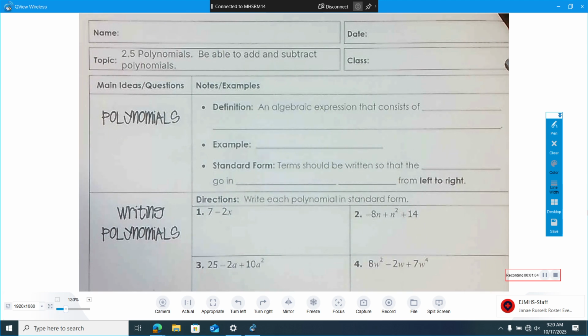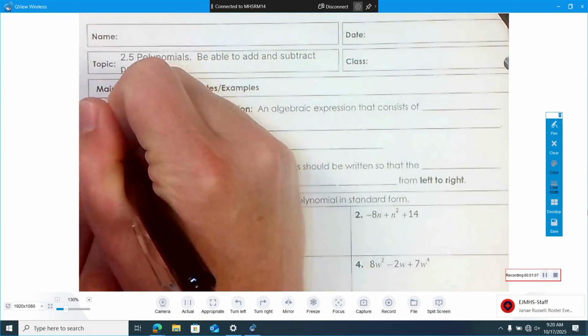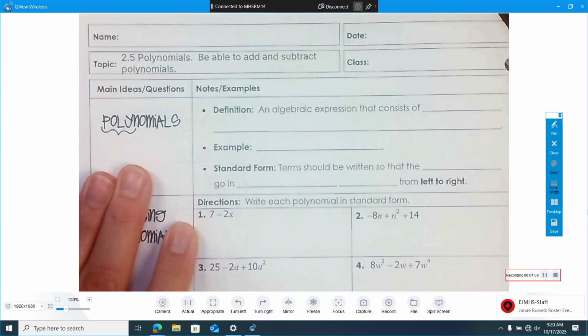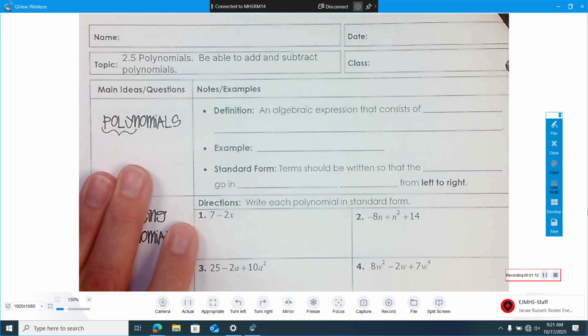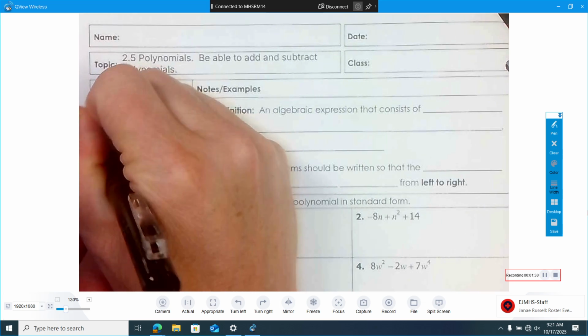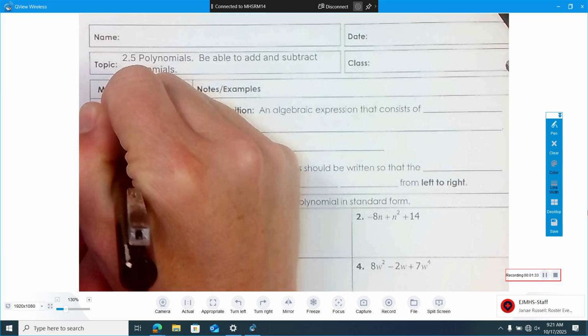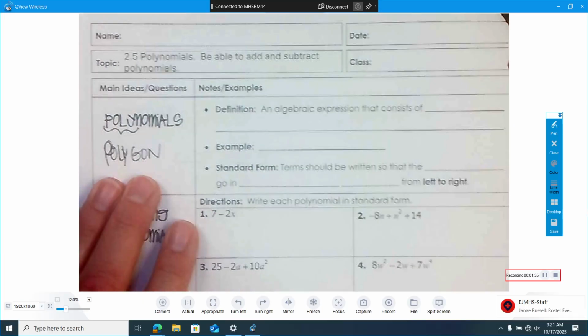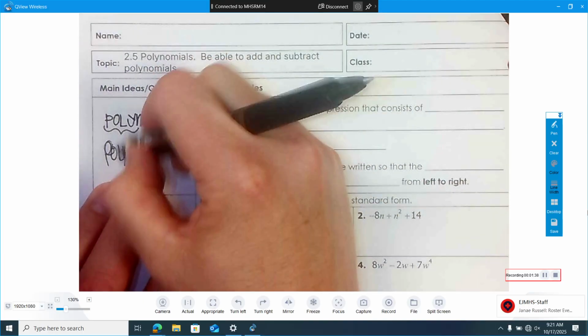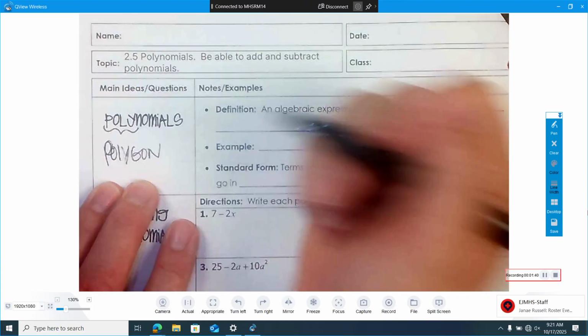So what are polynomials? Poly, does anyone know what the word poly means? A polygon is a shape. That's true. You struck on a word, polygon. P-O-L-Y-G-O-N. It's too early. It's Friday. We have the longest week of my life. All right. Polygon. You know about polygons.